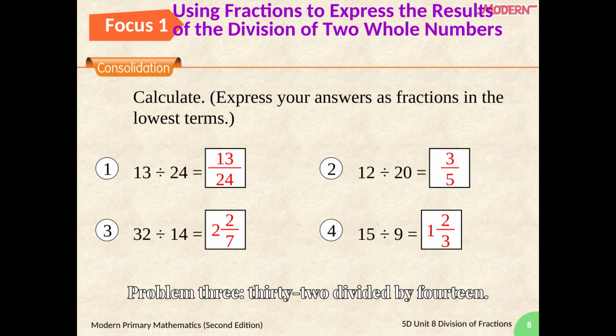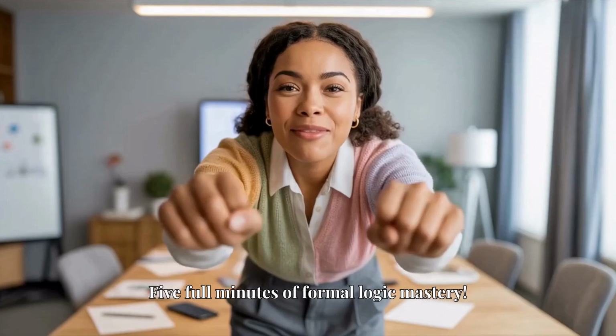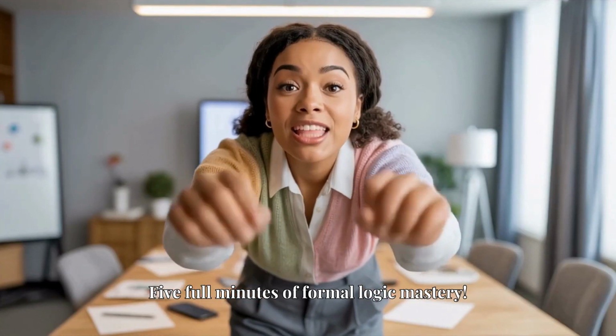Problem 3, 32 divided by 14. 16/7 or 2 and 2/7. Problem 4, 15 divided by 9. 5/3 or 1 and 2/3. You are slicing through these hurdles like champions. Sprint, sprint, sprint. 5 full minutes of formal logic mastery.